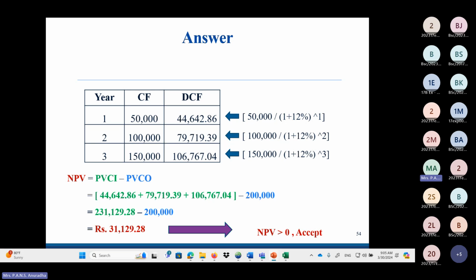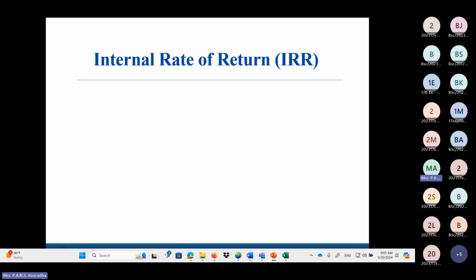So you can see the evaluation acceptance rules are very clear and theoretically very strong, not like the payback or accounting rate of return. So if it is positive, you can accept. Right, so this is about the NPV in a very simple way.